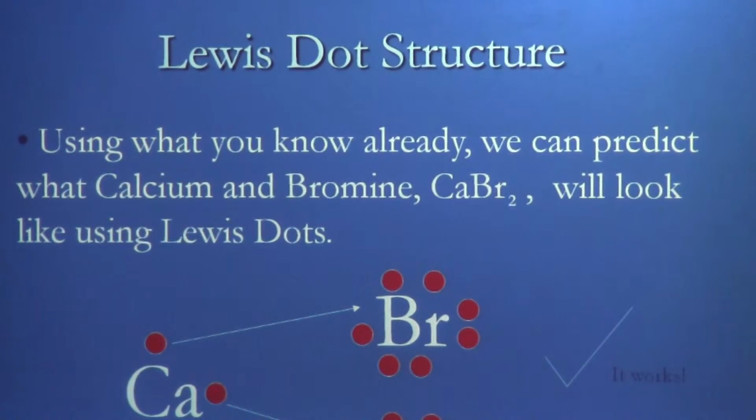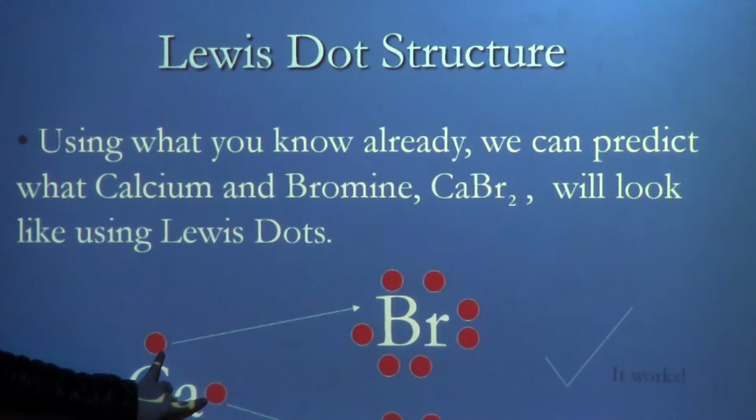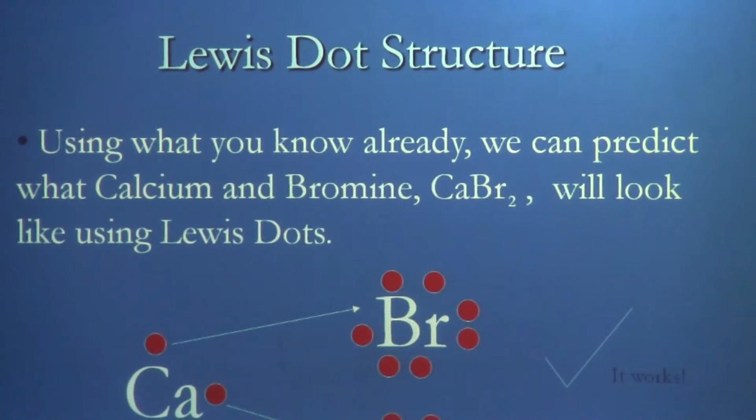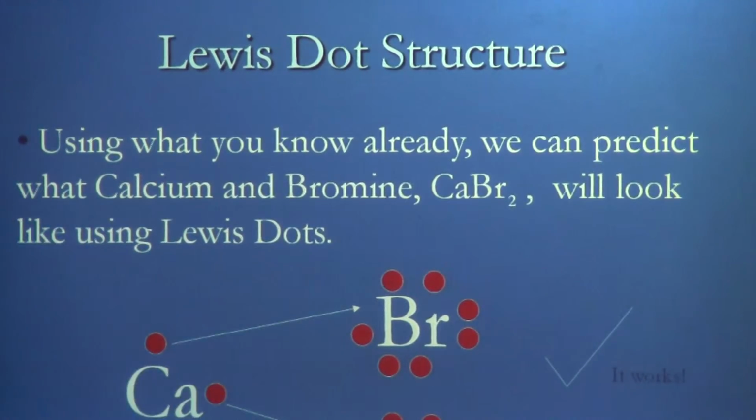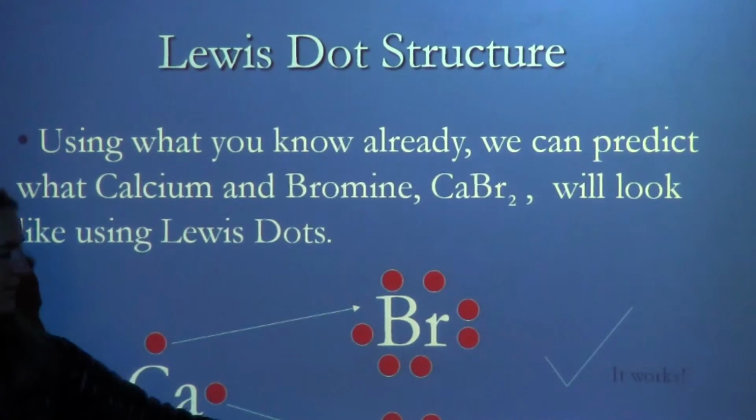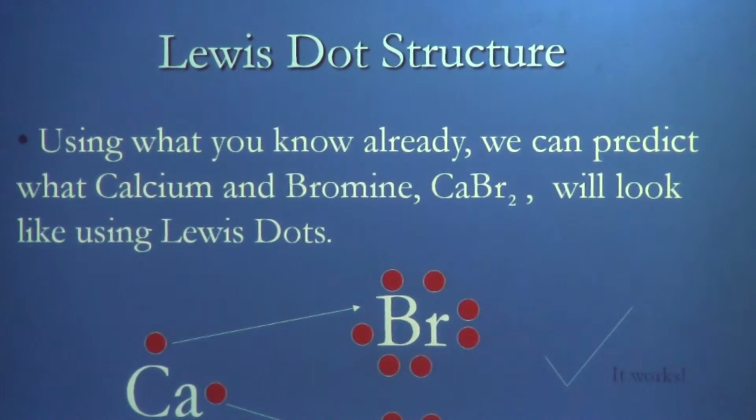So if we look at it again, if we already know about calcium and bromine, if you find calcium on your periodic table, it has 2 valence electrons. If we look at bromine, bromine is way over in group 7. It has 7 valence electrons. So if we combined a calcium with a bromine atom, one of those valence electrons can go over and fill up bromine. But then calcium still has one valence electron. It's not happy. So it would have to combine with another bromine atom and give its second valence electron away to that other bromine.